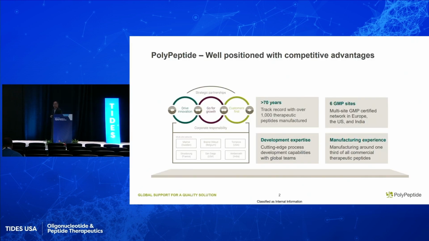a little bit about Polypeptide Group. Polypeptide has been in the peptide business with a combined experience of over 70 years. We have 6 sites, 2 in the US, 3 in Europe, and 1 in India. And we do development as well as GMP manufacturing.